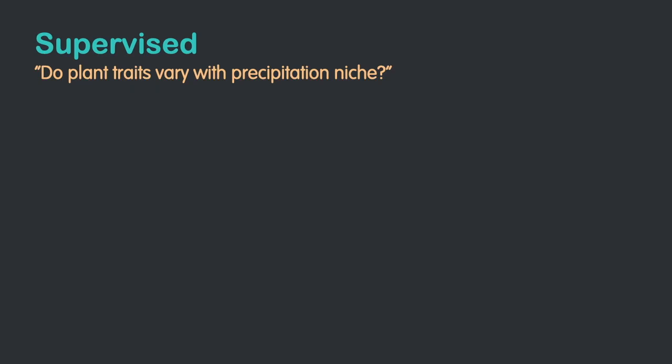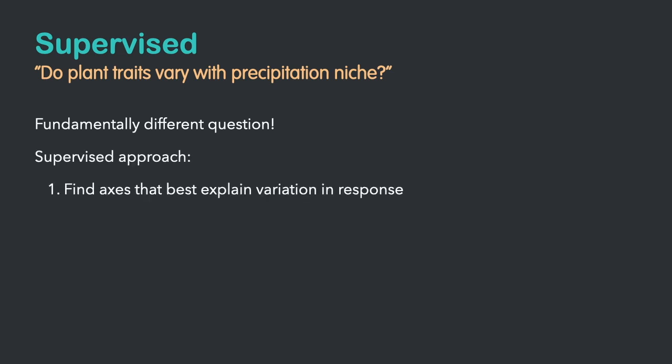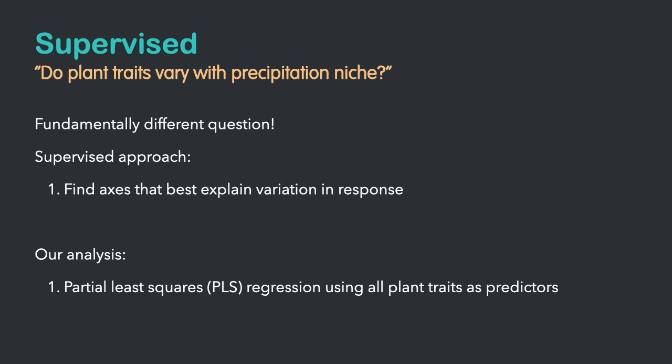But we could take that exact same data set and instead ask, do plant traits vary with precipitation niche? And this is a fundamentally different question. It may sound similar, but it's a different question and it requires a different approach, a supervised approach. And in this case, it's just one step. We find axes that best explain the variation in the response. So for our analysis, we used partial least squares regression with all the plant traits as predictors and the precipitation niche as the response.